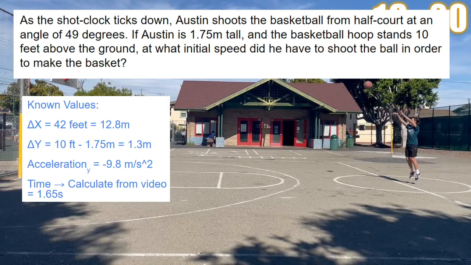Our known values are delta x, which is half court to the hoop, being 42 feet, which when converted is 12.8 meters. Delta y, which is the height of the hoop minus the height of Austin, being 10 feet minus 1.75 meters, which equals 1.3 meters. Acceleration y, which is the acceleration of gravity, being negative 9.8 meters per second squared. And then time, which we can calculate from the video, being roughly 1.65 seconds.